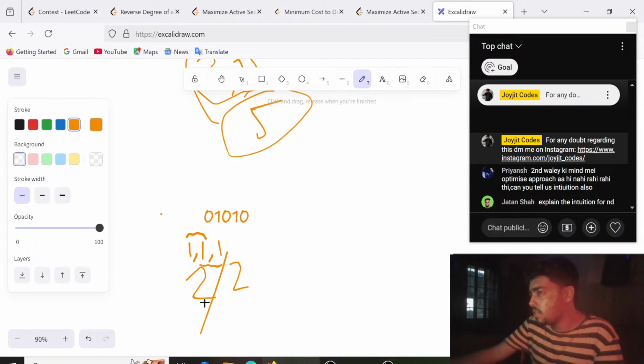So you can have 2 zeros converted to 1. And earlier we had 2 ones already there. So that is 2 plus 2, that is 4.